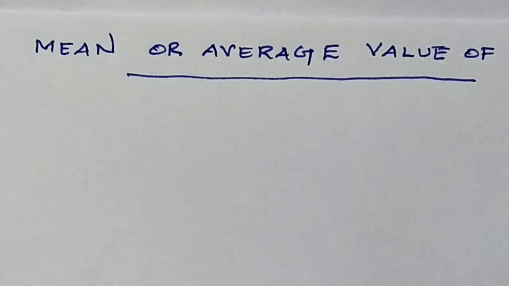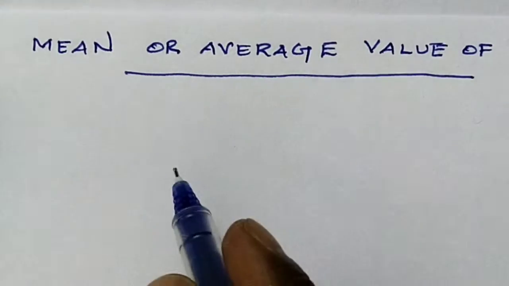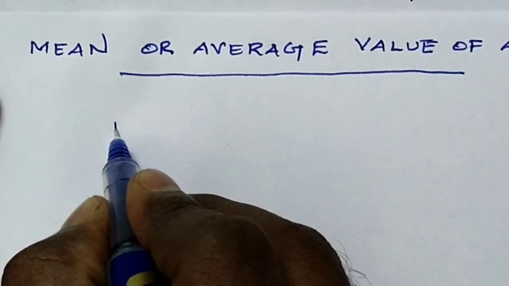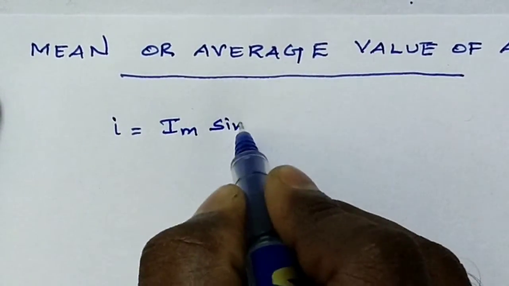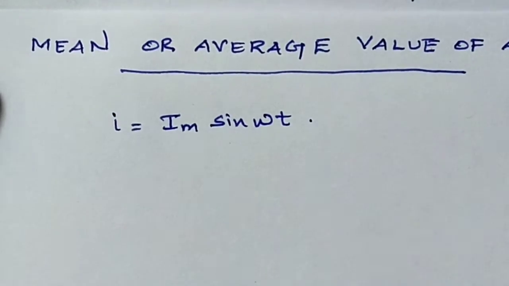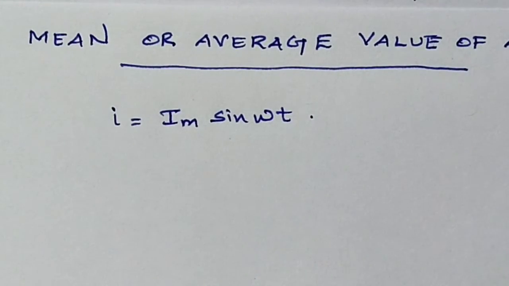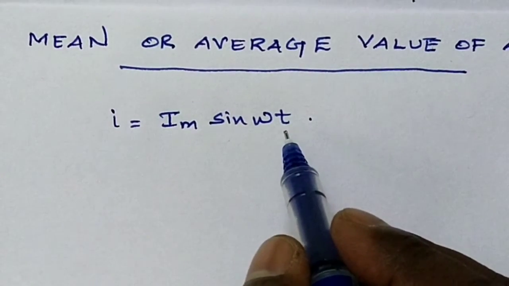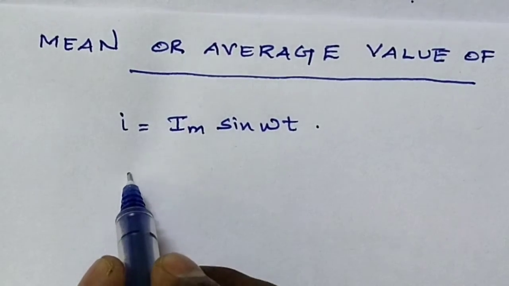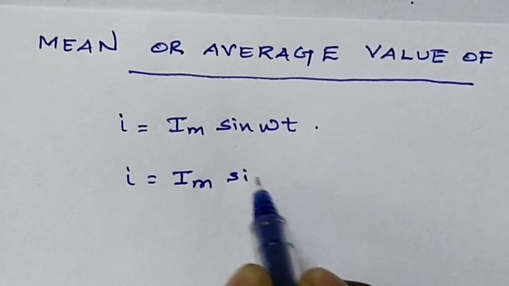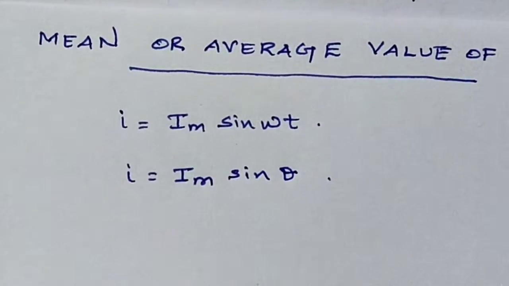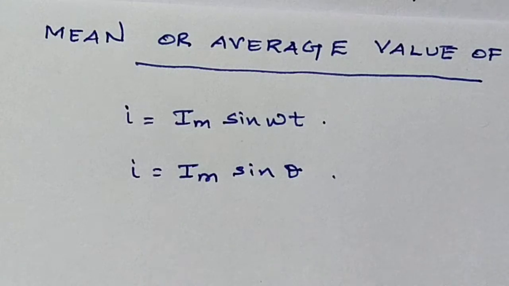Here is the instantaneous value of the sinusoidal alternating current. Write down that equation: I equal to Im sin omega t. That is called the instantaneous value of the sinusoidal alternating current. Here theta equal to omega t, so I equal to Im sin theta.